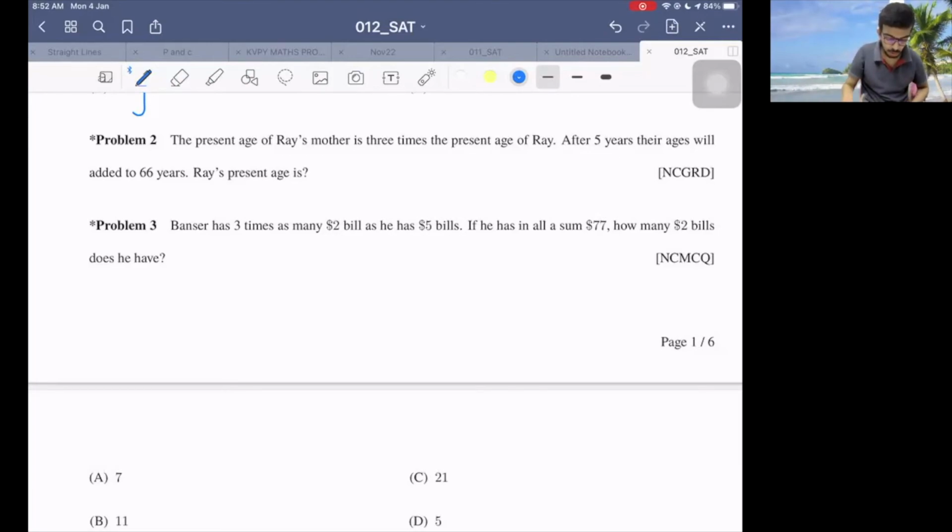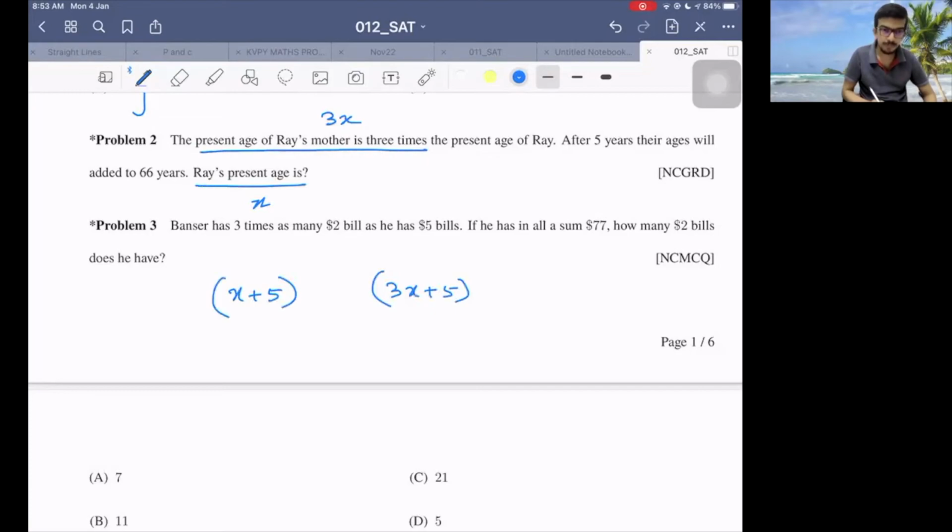Okay, so let's choose Ray's present age as x. Then the present age of Ray's mother is 3x. After 5 years, their ages will be x plus 5 and 3x plus 5. And these will be added to what? 66. So you combine the like terms. We have 4x plus 10 is equal to 66, so we have 4x is equal to 56. Your x is going to be 14. Cool.